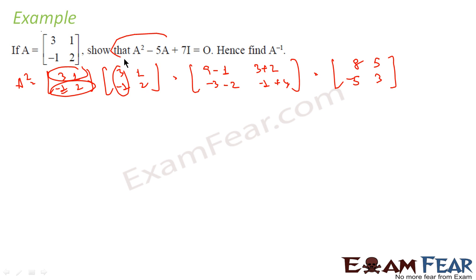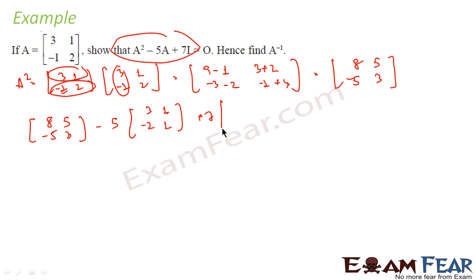So let me just try to prove this. A square minus 5A plus 7I is nothing but A square is this, minus 5 into A is this, plus 7 into I is this. So if you solve this, what do you get? 8 minus 15 plus 7, the first element. The second element is 5 minus 5 plus 0.